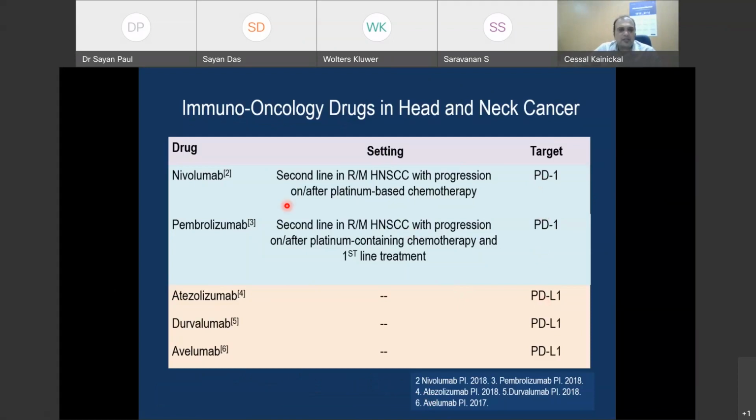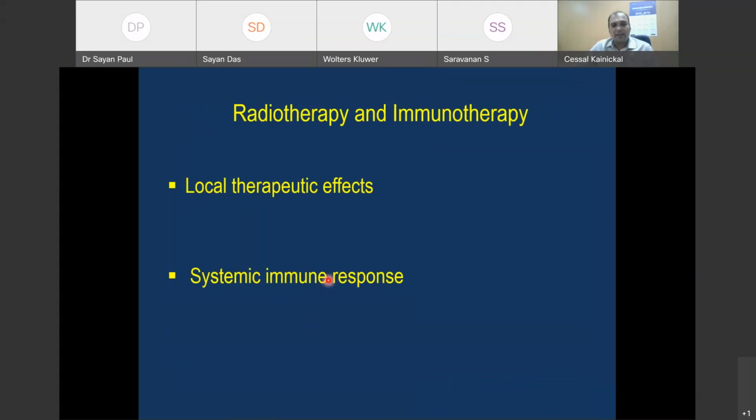The PD1 inhibitors are nivolumab and pembrolizumab. Nivolumab has been approved in the second line treatment, and pembrolizumab has been approved in the second line and first line treatment in recurrent and metastatic disease. For atezolizumab, durvalumab, and avelumab, we do not have any hardcore data in the second line. There was a study called the Eagle trial comparing two drugs, but there was no benefit. Coming to radiotherapy and immunotherapy, because there is shortage of time, I cannot discuss the mechanism of action, but it has local therapeutic effects as well as systemic immune response.